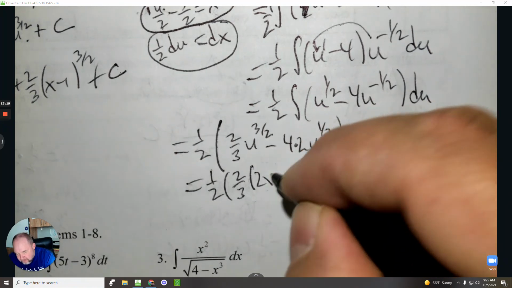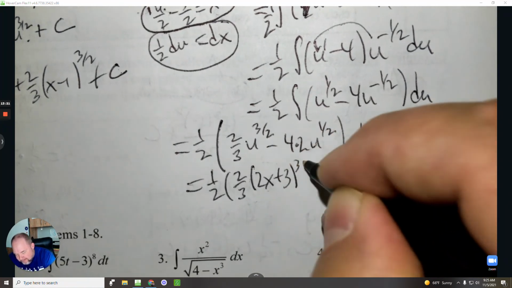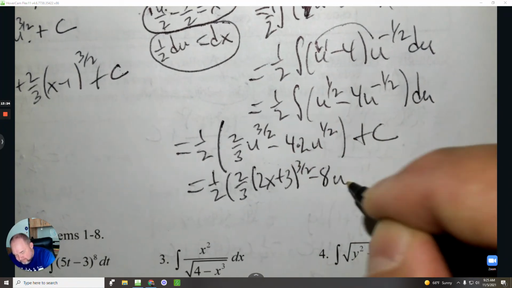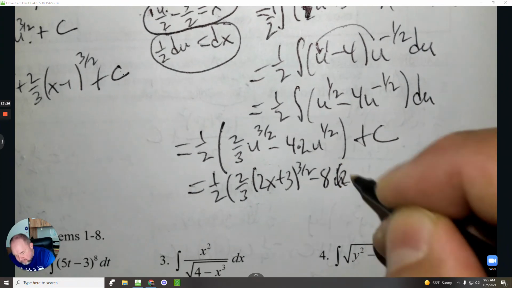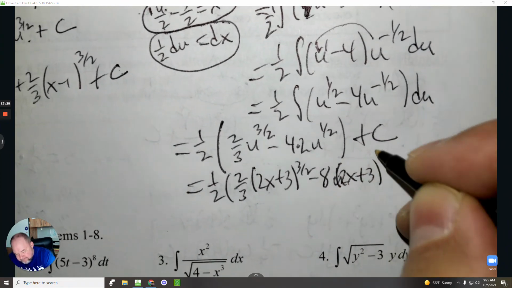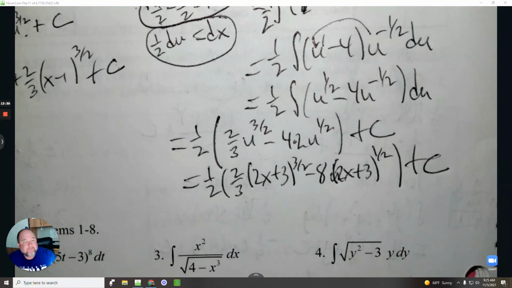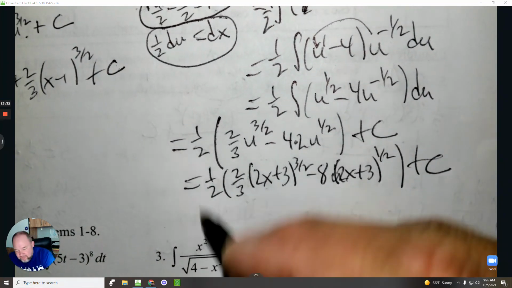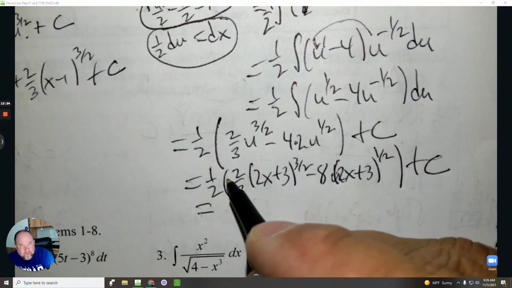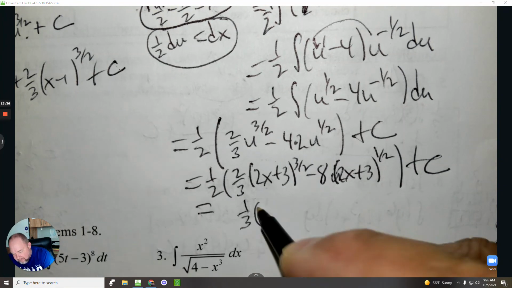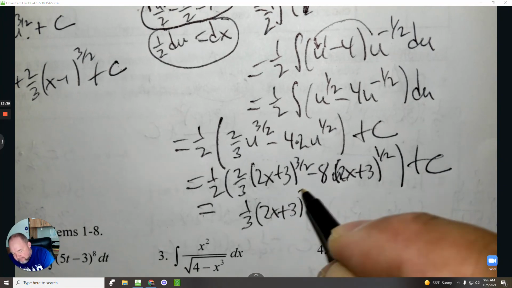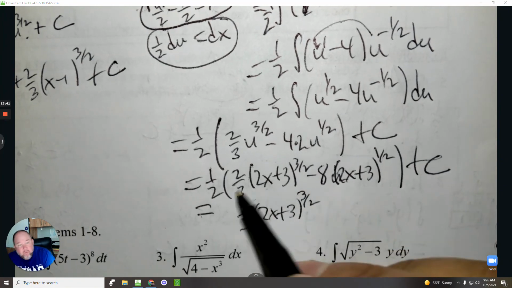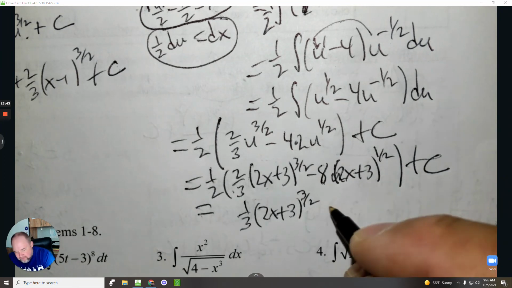U is equal to 2x plus 3. So you put that back in at the end. Oops. U is 2x plus 3. And there you go. And if you multiply the half at the end, the 2's cross out, and you get 1/3, 2x plus 3 to the 3 halves. 1/2 times 8 is 4.